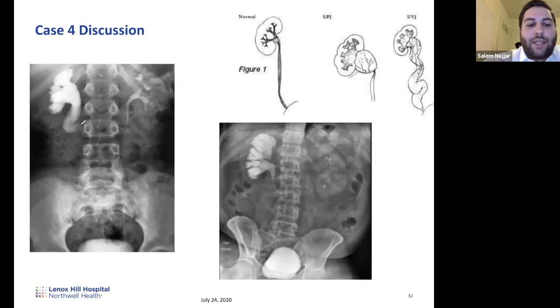On the right, you can see this is a UPJ obstruction. And you can tell the obstruction occurs more proximally towards the kidney. And you can see that the kidney is lighting up here because there's a lot of fluid collection. And at the bottom, you can also see that there's contrast in the bladder as well. And so we can move to the next slide for our last case.